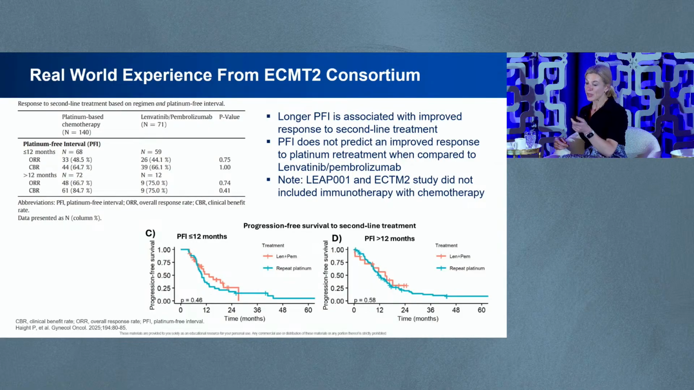Here we see in this also that when we compare patients, drawing your attention to the progression-free survival curves to second-line treatment, if you had a longer or shorter platinum-free interval, less than 12 months or greater than 12 months, the curves were no different whether you got lenvatinib pembrolizumab or repeat platinum combination. So the longer platinum-free interval is associated with an improved response to second-line treatment, whatever that is, but it doesn't predict an improved response to platinum retreatment when you compare it to lenvatinib pembrolizumab, for example.